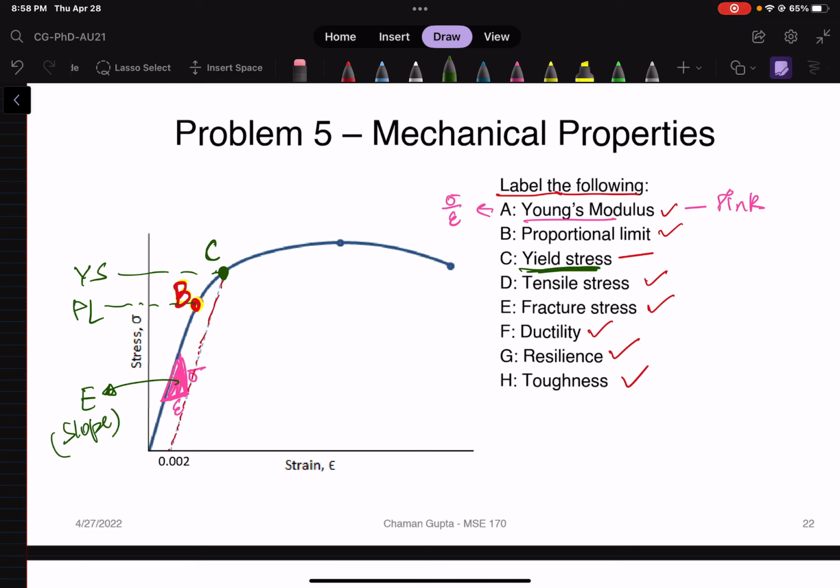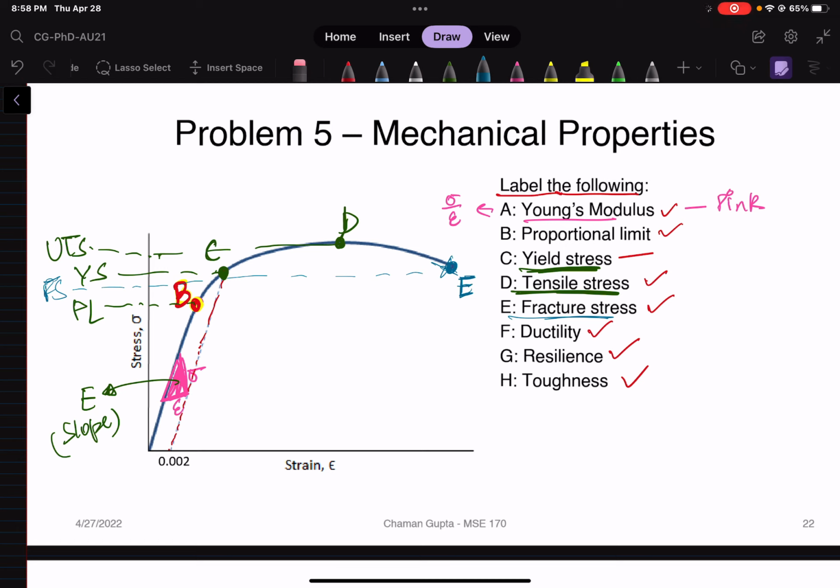And then following that, you have the point D over here, which is referred to as the tensile stress, the TS or the UTS, which is over here. Then you have the fracture stress, which is at the end. So somewhere over here, fracture stress, FS. This is your point E.